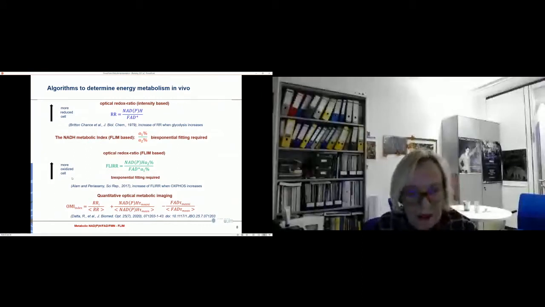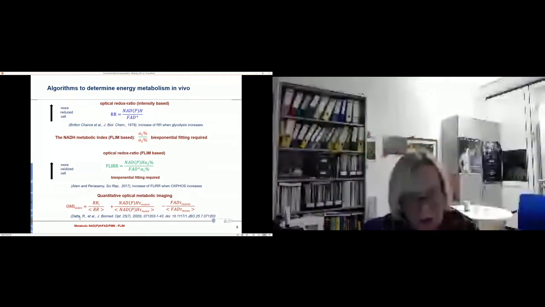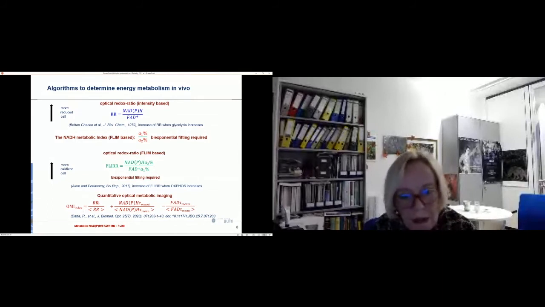What mixes all these measures is the so-called OMI index, the optical metabolic index. It's a quantitative optical metabolic imaging method, which was introduced by Melissa Skala and her group and quite nicely summarized in a very good review I would like to recommend by Rupsa Datta. You can see here the different algorithms explained in a very nice way. And this is a mix between this intensity-based redox ratio and the lifetimes of NADH and FAD.